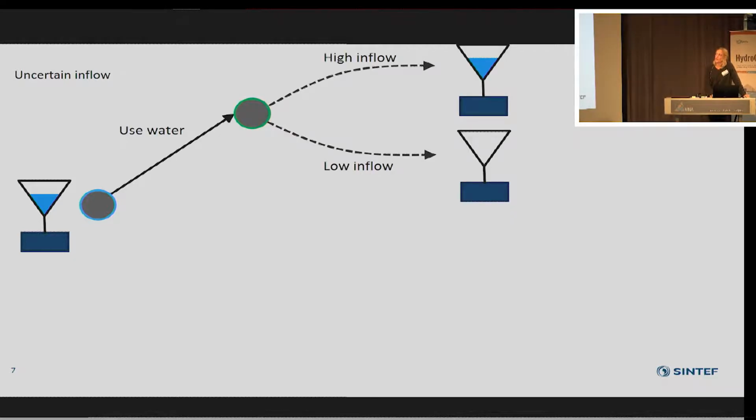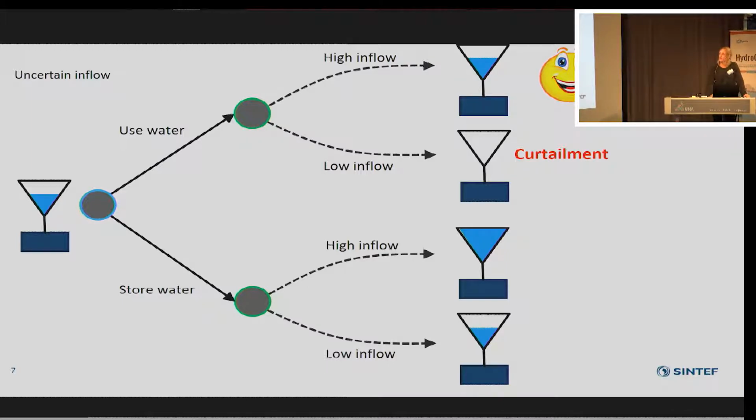So I can use water, meaning that I will have a lower level in my reservoir, which is great if there is a high inflow later, because then I still have room for that water in my reservoir. But it's not that good if it's not that much inflow, because I might end up with curtailment. Similarly, if I store the water, that's good if there is low inflow, because I still have water to spend, but it's not that good if we have high inflow, because I might end up with a situation of spillage, which is lost value.